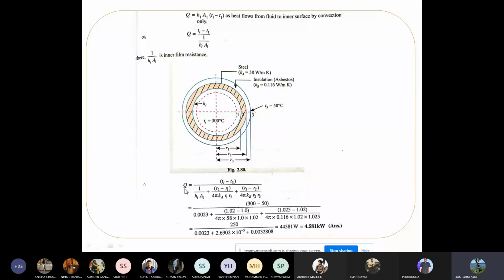So the total heat loss Q is (T1 minus T3) divided by 1 by Hi Ai, that is the convective heat transfer inside, plus (R2 minus R1) by 4 pi K R1 R2, and then (R3 minus R2) by 4 pi Kb R2 R3. You put in the values of all this and determine 4.581 kW. I hope you understand this is the heat flow from the fluid to the inner surface. This is happening for this one, the inner film resistance.